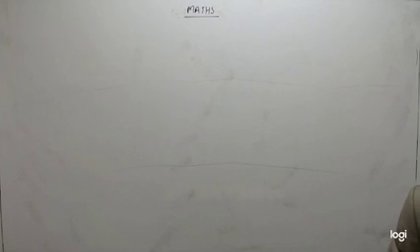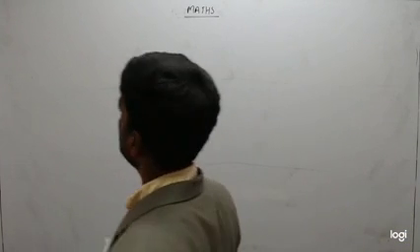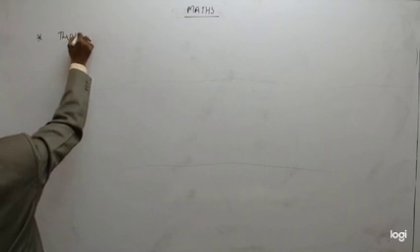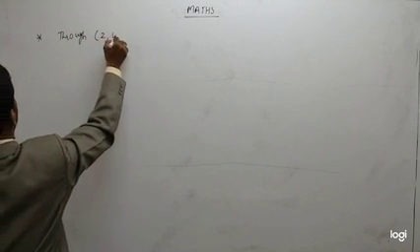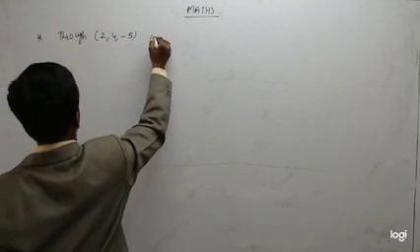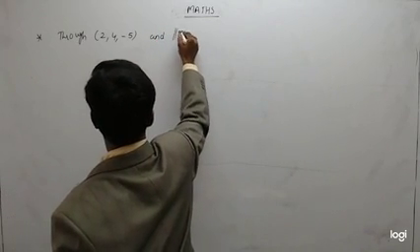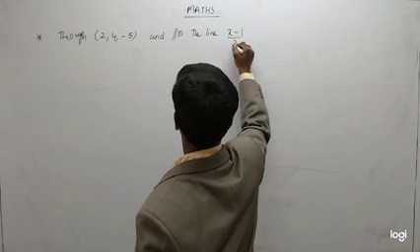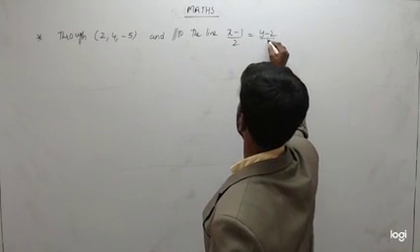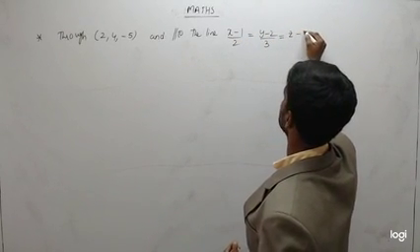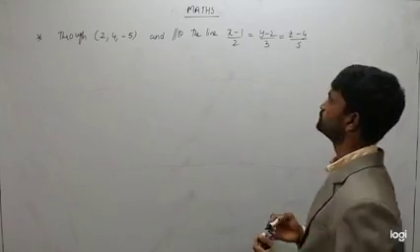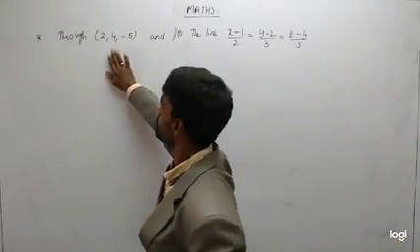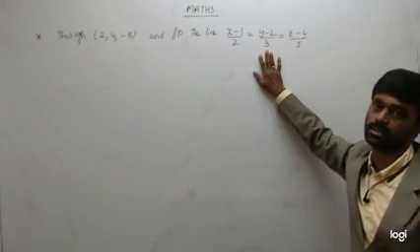Next, look at this problem. Find the equation of the line passing through (2, 4, minus 5) and parallel to the line (x minus 1) by 2 is equal to (y minus 2) by 3 is equal to (z minus 4) by 5. So we have to find the equation of the line passing through this point parallel to this line.